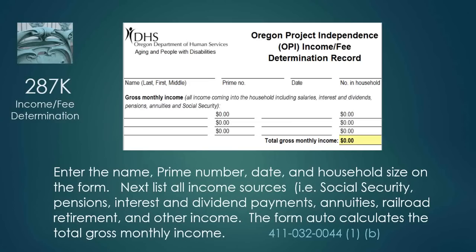If you look at the top of the form, if you have one in your hand, or you can just look at the slide here, you'll see that there's a place to put the name, prime number, date, and household size on this form. And I just want to say a word about household size. When we're talking about household, we're talking about household as defined by the Internal Revenue Service. So if a person was filling out a tax form and had to put number of people in the household, that is the same information that we would be using here.